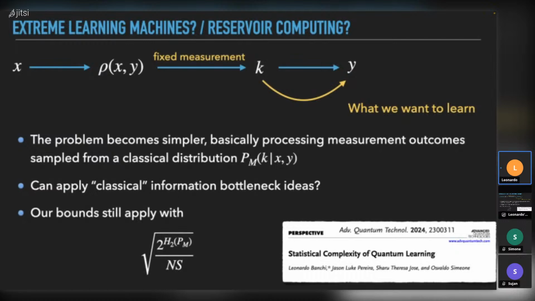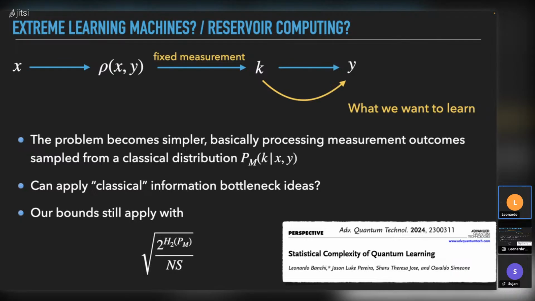In some settings the problem becomes simpler because you can take this part and model it as a classical probability distribution. So in principle, we could apply the information bottleneck ideas. We haven't done that, but what we have done in this paper is apply our bounds. Here we get an error which goes as N, the number of X's, the number of shots, and an effective dimension that depends on the complexity of this.